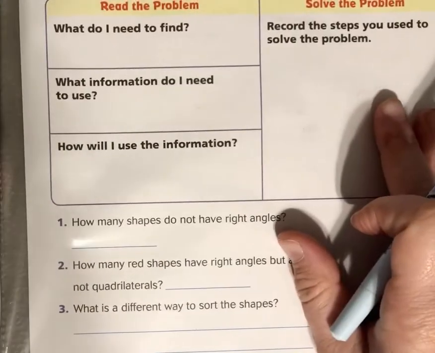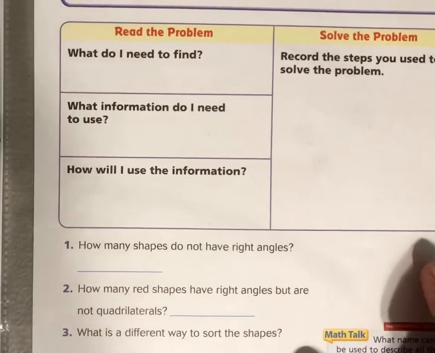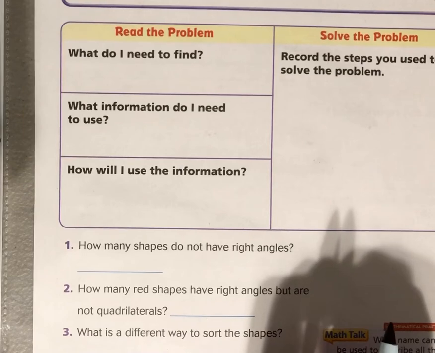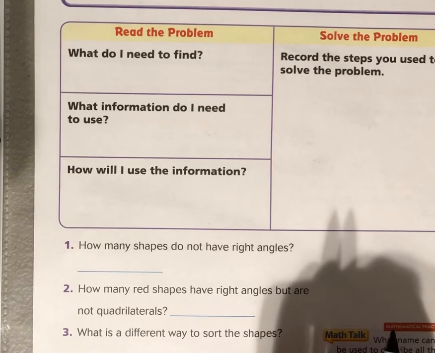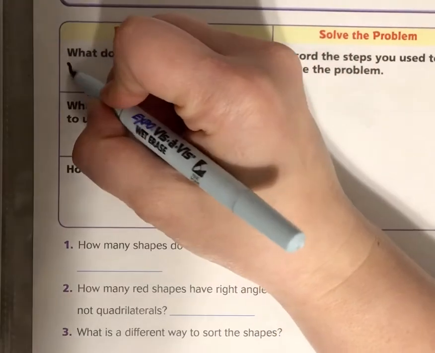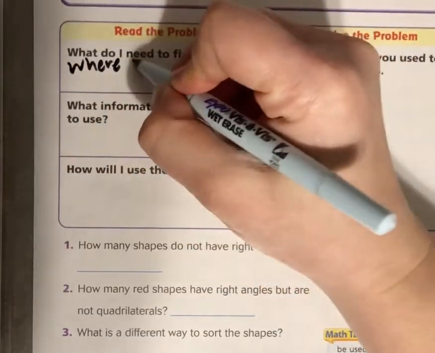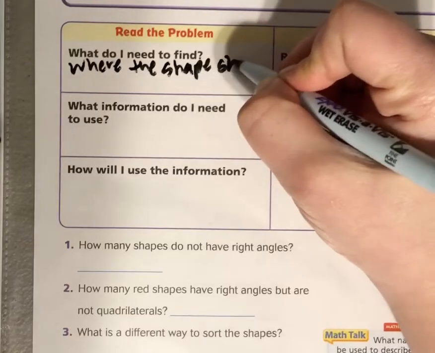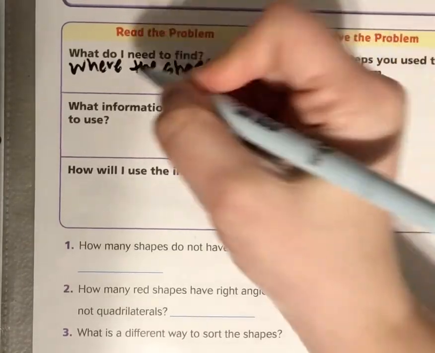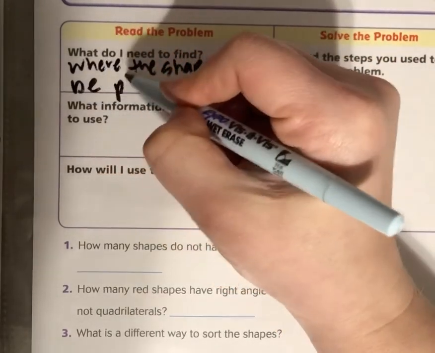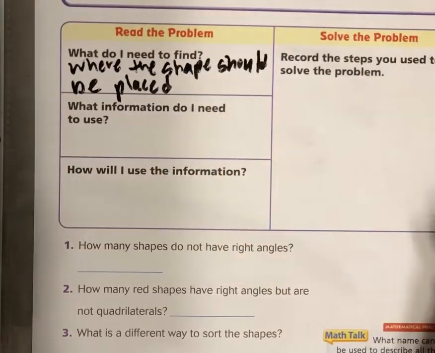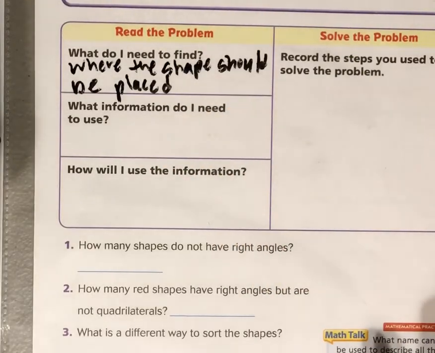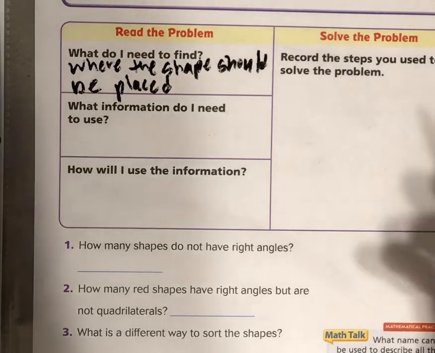What do I need to find? Where the shape shown would be placed in the Venn diagram. Where the shape should be placed. What information do I need to use? The circles labeled quadrilaterals and polygons with right angles.